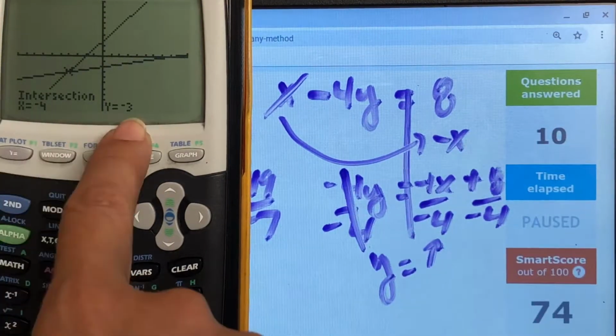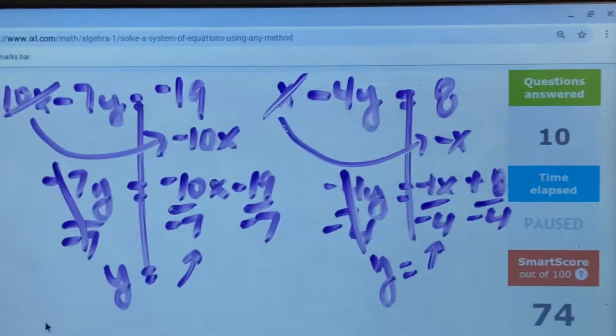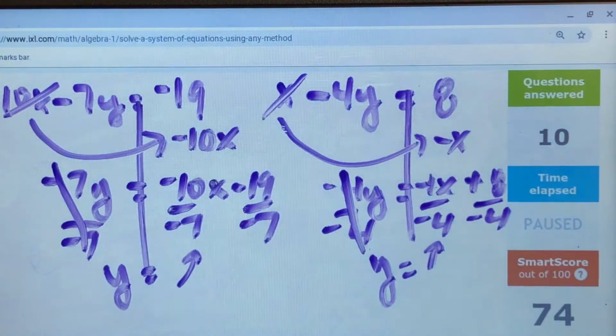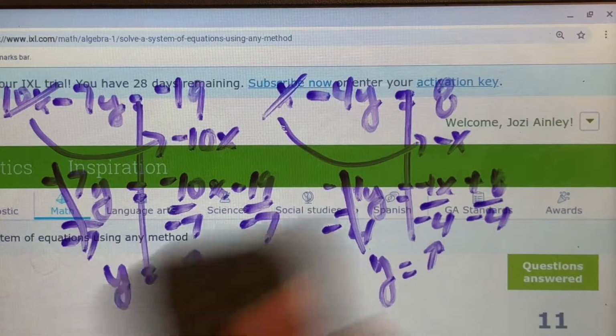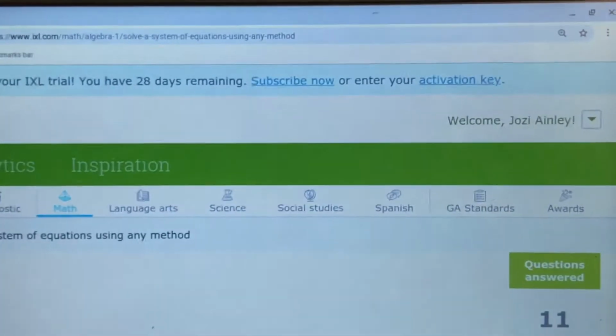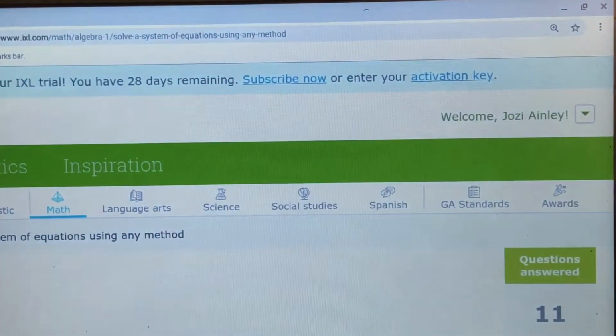Your intersection is negative 4 and negative 3. And that's what you're going to put in. Negative 4 and negative 3. Bam. So your biggest thing when you're using a calculator is making it y equals. Okay, making it y equals.